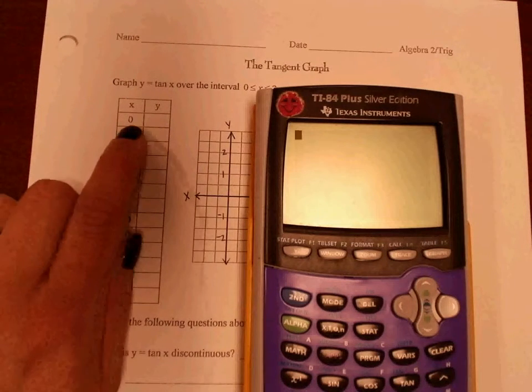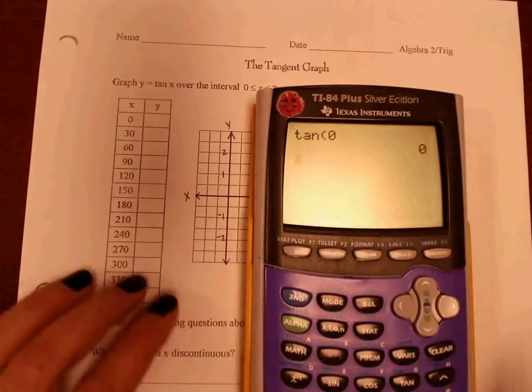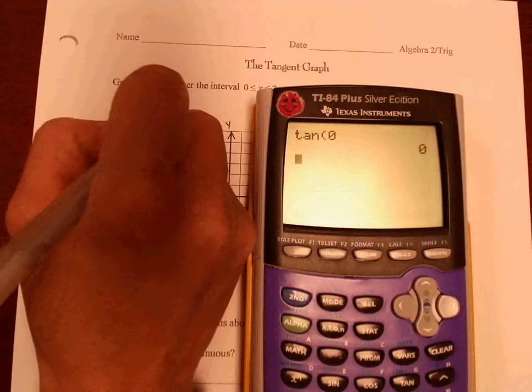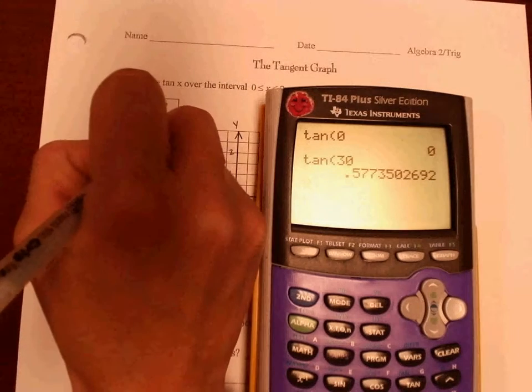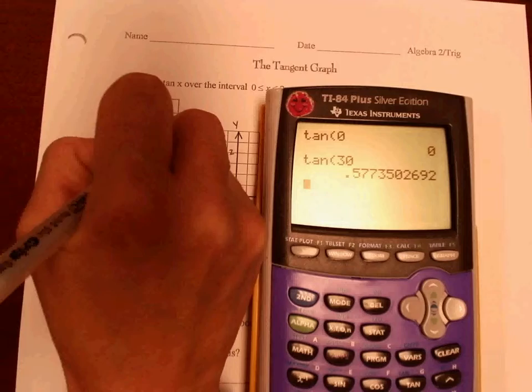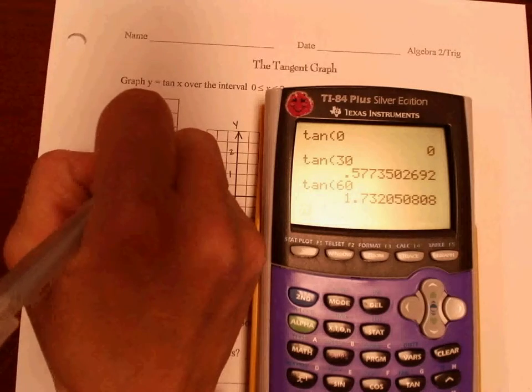When x is equal to 0, we plug it into the equation, and that's tan of 0. And when you hit enter, you get 0. Do tan of 30. And let's give it 2 decimal places. We don't have to get crazy. Let's do one more together, tan of 60, and you find that it's 1.73.